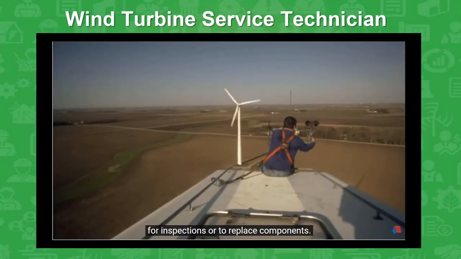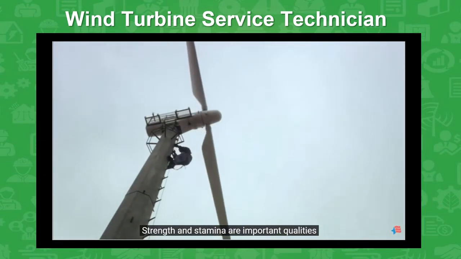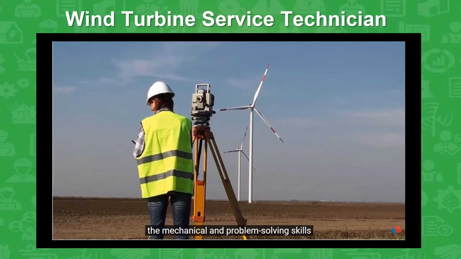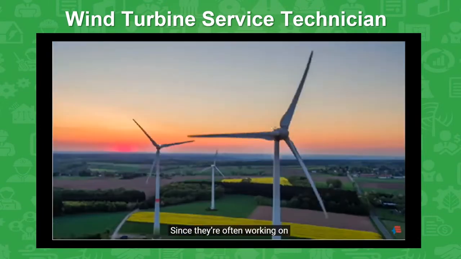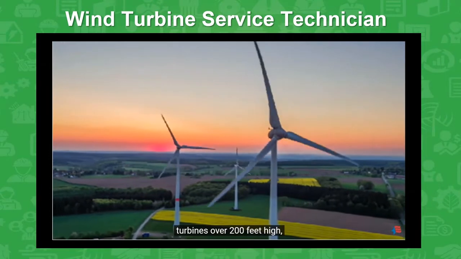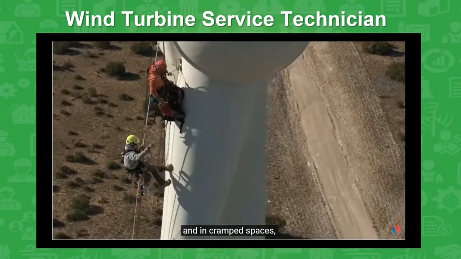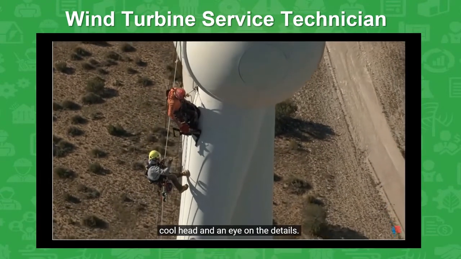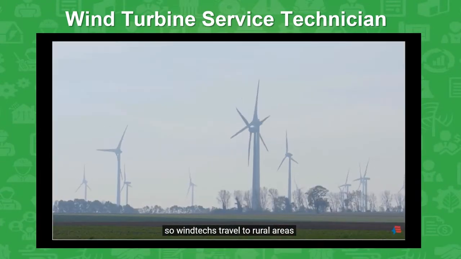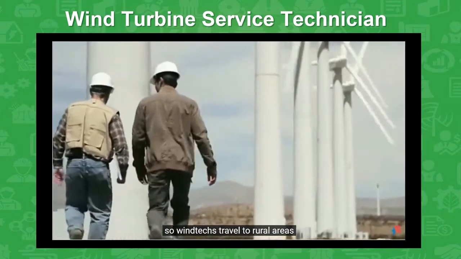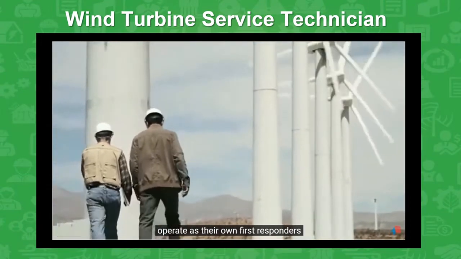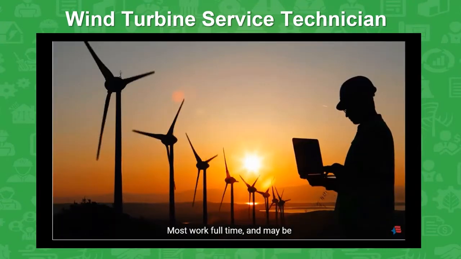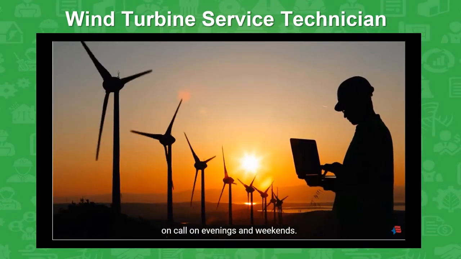Strength and stamina are important qualities for wind techs, in addition to the mechanical and problem-solving skills they use once they're off the ground. Since they're often working on turbines over 200 feet high and in cramped spaces, techs need to be able to keep a cool head and an eye on the details. Wind farms are often isolated, so wind techs travel to rural areas and with their work partner, operate as their own first responders in case of an accident. Most work full-time and may be on call on evenings and weekends.